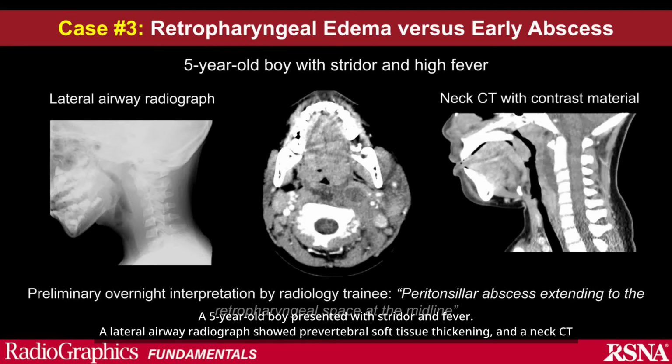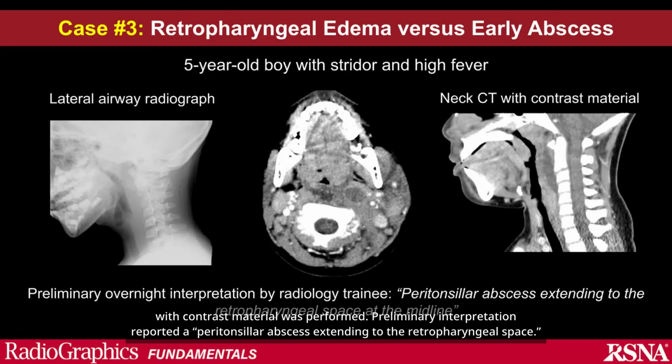A 5-year-old boy presented with stridor and fever. A lateral airway radiograph showed prevertebral soft tissue thickening, and a neck CT with contrast material was performed. Preliminary interpretation reported a paratonsillar abscess extending to the retropharyngeal space.